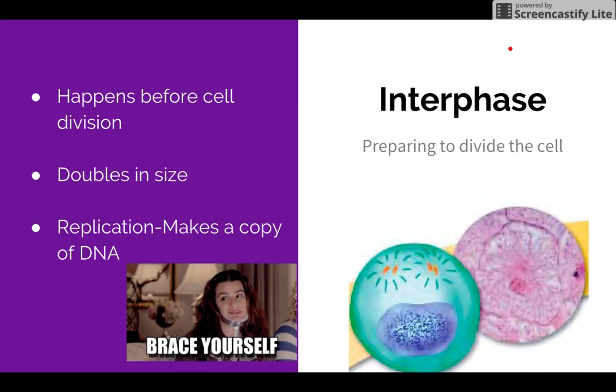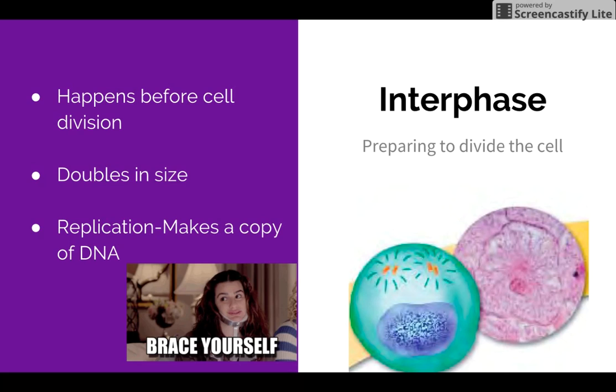Our first phase that we're going to talk about is interphase. On your notes, you're going to have different sections to draw what's happening. You can just draw what's here, but I'm actually going to show you what I drew, just so you can see exactly what I'm looking for in your drawings. So interphase is preparing to divide the cell.